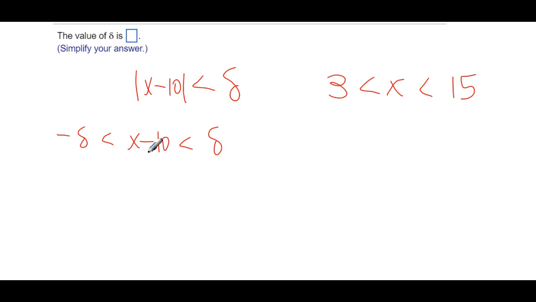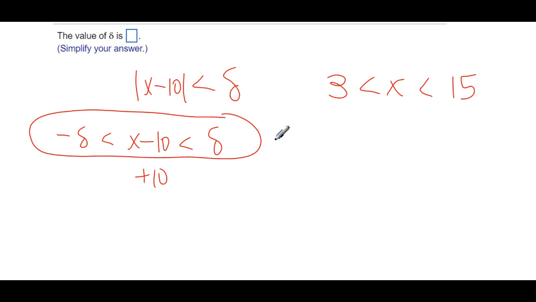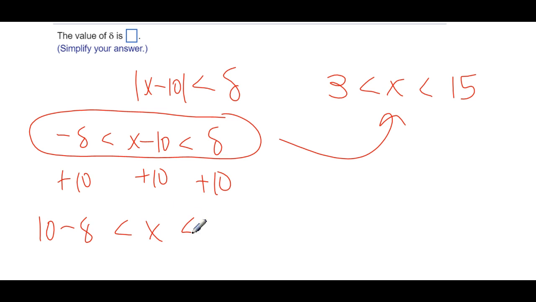We're going to add 10. We're trying to make this look like this: x by itself in the middle, a number on the left and right. So we add 10 to both sides. We end up with 10 minus delta is less than x is less than 10 plus delta. My deltas look a lot like 8s. I apologize, I don't write delta all the time.